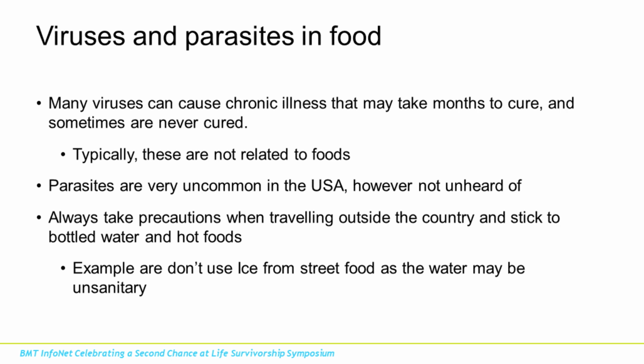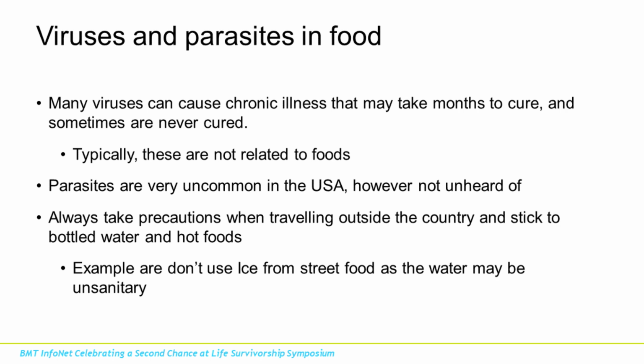Viruses and parasites in food. Many viruses can cause chronic illness. A big one I would say is norovirus. People can have chronic norovirus. It's not always related to foods; a lot of times it can be related to other items, and it can be contagious from person to person. It's a fecal-oral route, so it can be from fecal matter from animals or even humans. Unfortunately, it can be contaminating things. So wash your hands, and wash your hands.